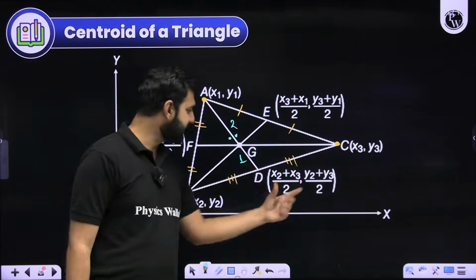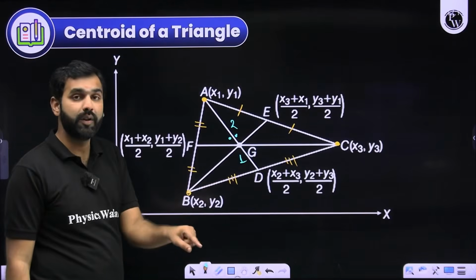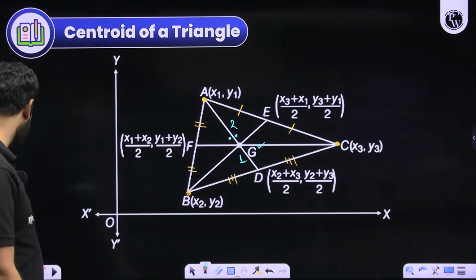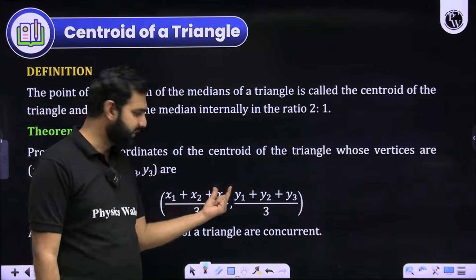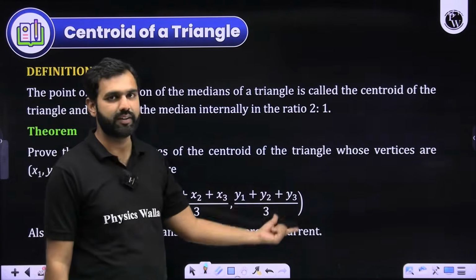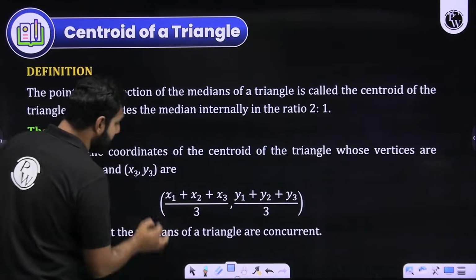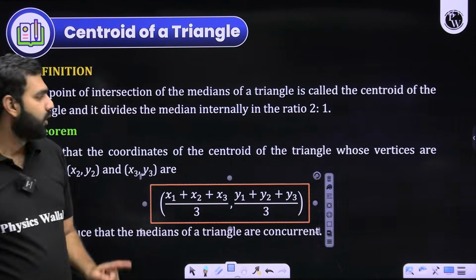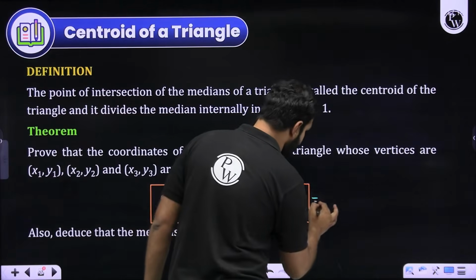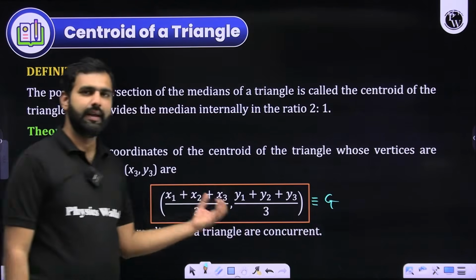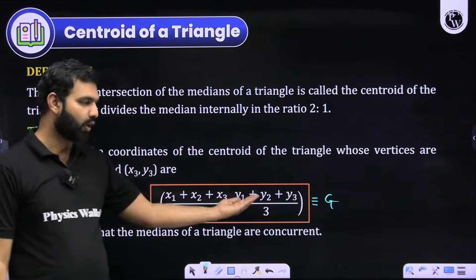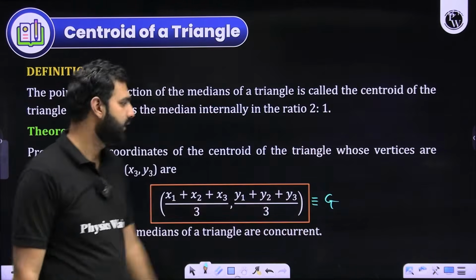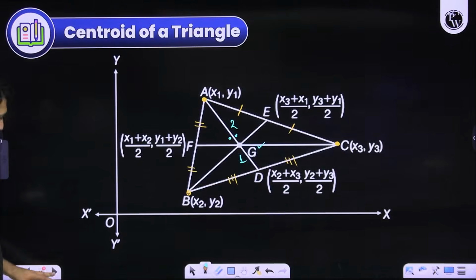So 2 into this plus 1 into this, divided by 2 plus 1, which is 3, will be the coordinates of G. By using this, you find the coordinates of G, which is nothing but x1 plus x2 plus x3 by 3, comma y1 plus y2 plus y3 by 3. That is how you write the coordinates of the centroid of a triangle. Will you remember it? Whenever somebody asks you how to define the centroid of a triangle, if its vertices are given, take the sum of the x coordinates and y coordinates respectively, and divide that sum by 3. You will get the centroid's coordinates. Did you get that part? I hope there is no confusion on that front.